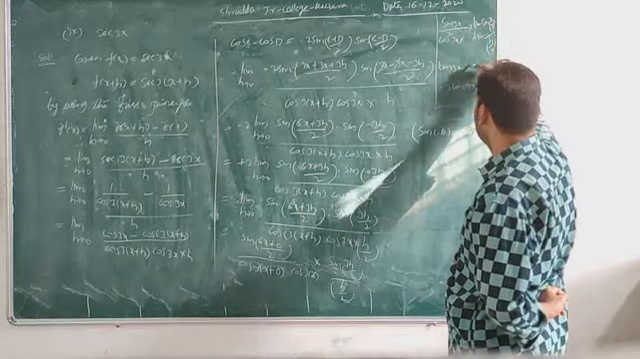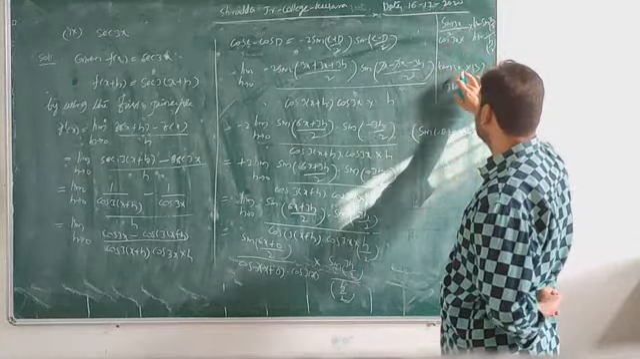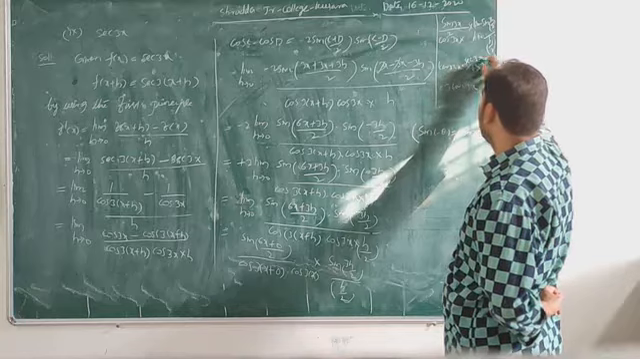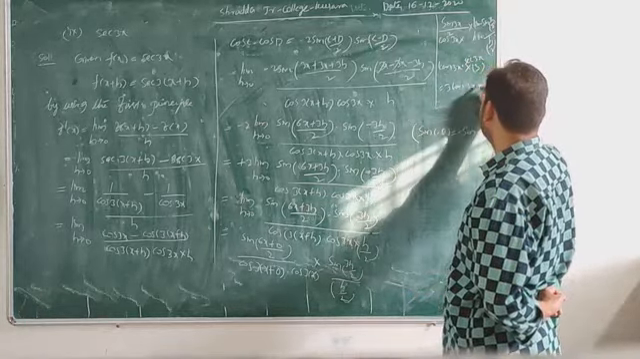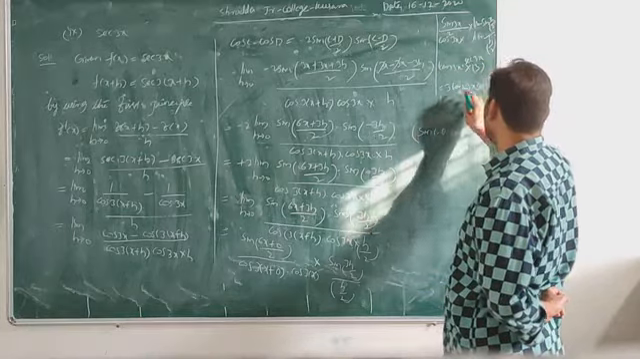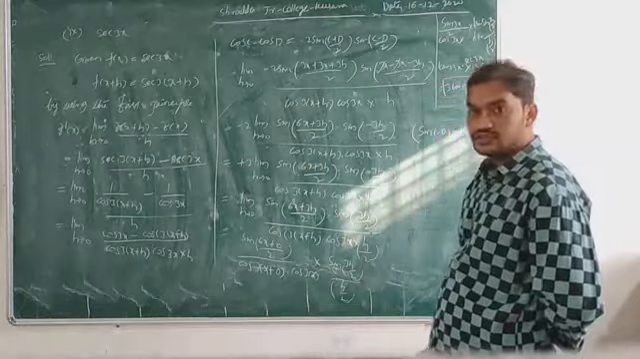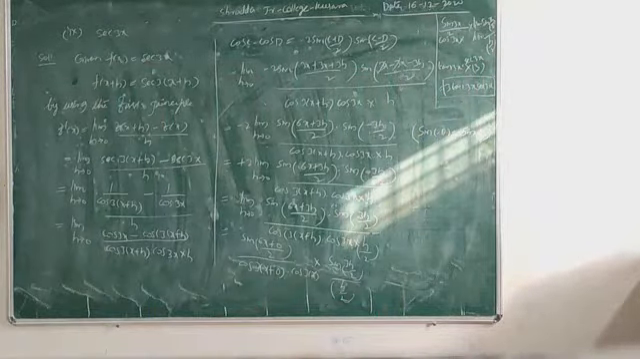This is the value, 3, here. Now here sin by cos means that is tan, into 1 by cos means that is secant. Now here 3 tan 3x into secant 3x. This is our required answer.